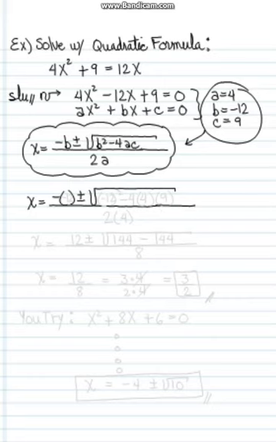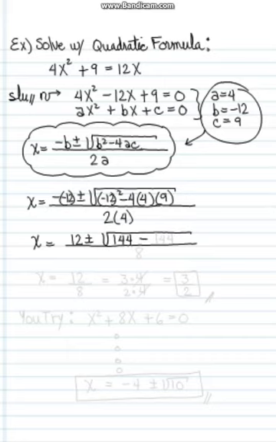Now, what I want you to do is use parentheses. Replace each of the variables in the formula with parentheses so you don't make an error with the signs. And then plug in the negative 12 wherever the b parenthesis is. Plug in a positive 4 wherever the a parenthesis is, and a 9 wherever the c parenthesis is.